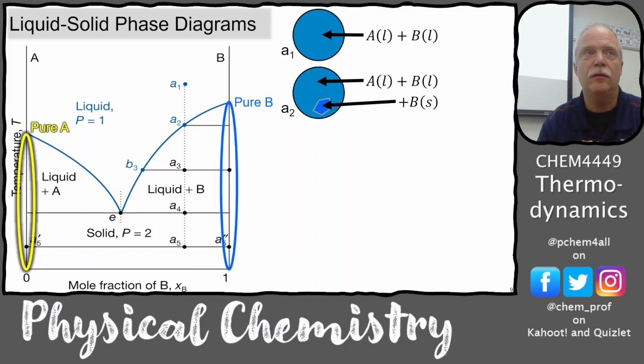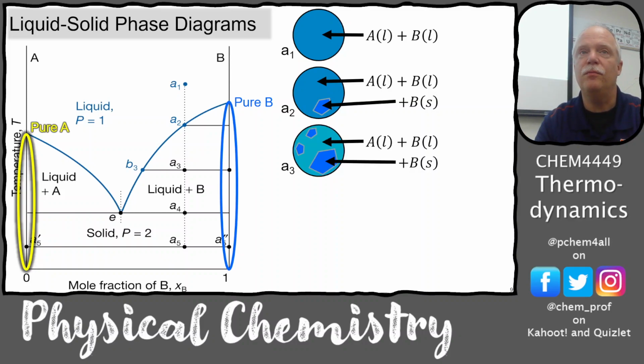So good so far? What do you think happens when I get to point A3? I just have more B precipitating out. It's pure B because that's a vertical line. So pure B is crashing out of solution. If I do it slowly, I could grow crystals of B. If I do it fast, I just grow lots of little amorphous solid parts of B. So we're not really saying too much about the perfection of the B phase. We're just saying that it's a solid.